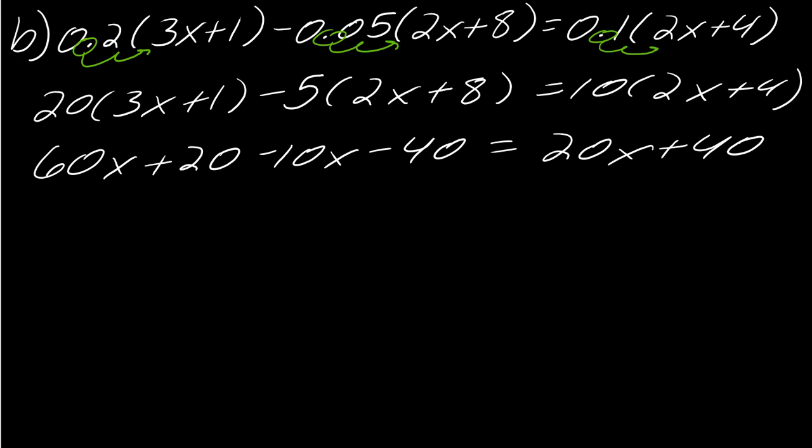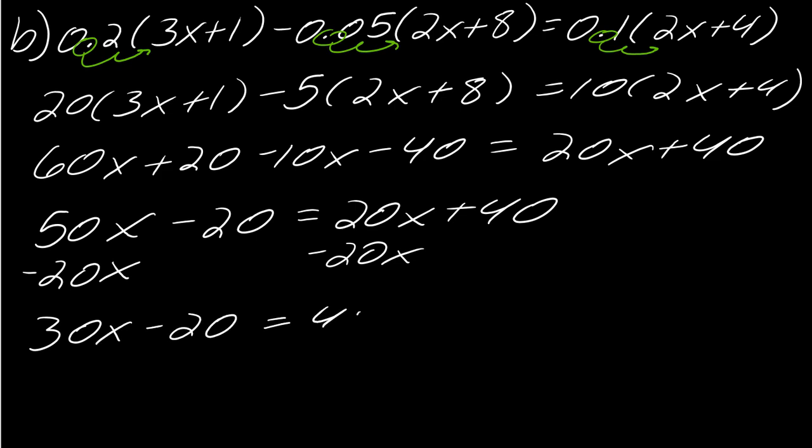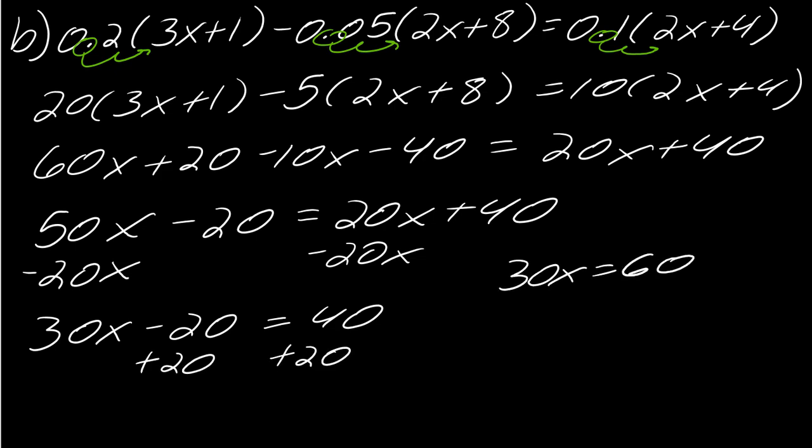So now I can collect my like terms. So 60x minus 10x is 50x, and then 20 minus 40 is negative 20. And so I've got that equals 20x plus 40. So now I need to get my x's to one side. So I'll subtract off the 20x to get 30x minus 20 equals 40. Now I need to bring the 20 over to the other side like this. So I get 30x equals 60. Divide both sides by 30 to get x equals 2. And that's all you have to do. You don't have to worry about anything else.